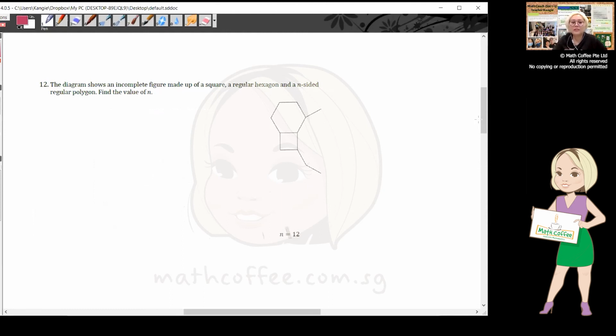No. First, you can base on properties to fill up the information yourself. First, it's a square. So square means what? Square has all equal sides, and you know that they are all 90 degrees.